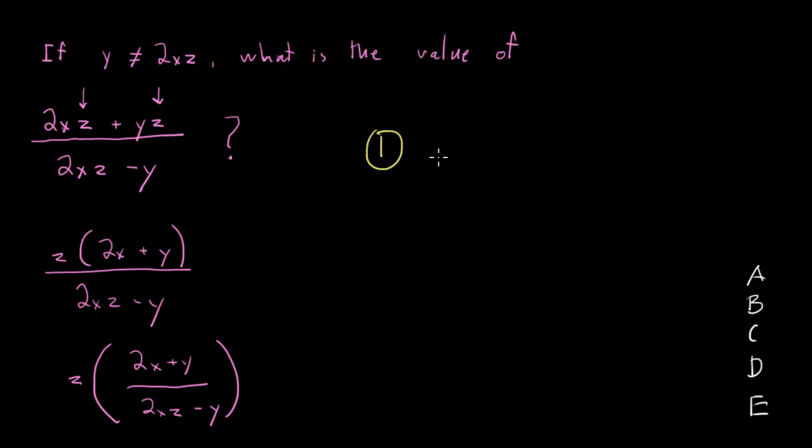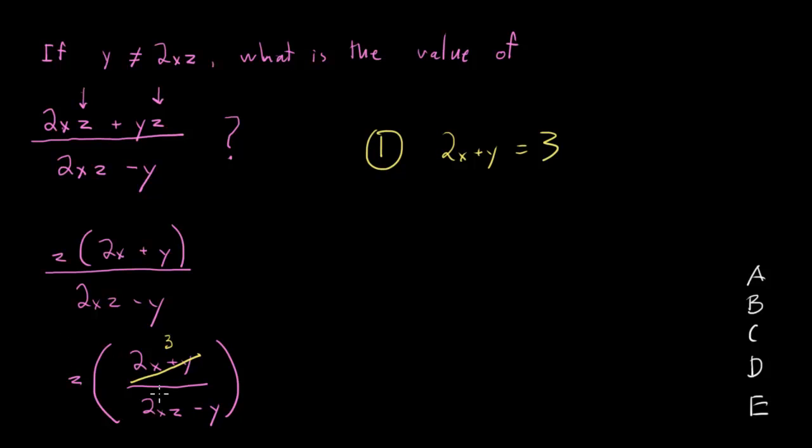Statement number 1 tells us that 2x plus y equals 3. Is this going to be enough information to find all three of our variables? Absolutely not. We've got one equation and we're looking for three variables, so definitely not sufficient that way. Is this going to be enough to plug in for all the different expressions, the different chunks? Well, we can plug in one chunk. The numerator of our inside fraction here is the same expression that shows up in statement 1. We could replace our 2x plus y with 3.